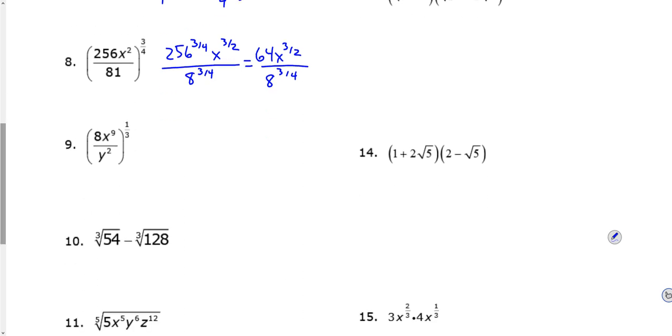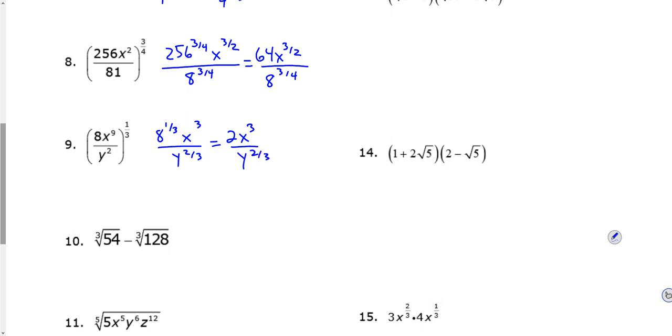Next problem stands pretty much the same. So 8 to the 1/3, x to the 3, and then y to the 2/3. 8 to the 1/3 means the cube root of 8, so that's just 2. So it's 2x to the 3rd, y to the 2/3.